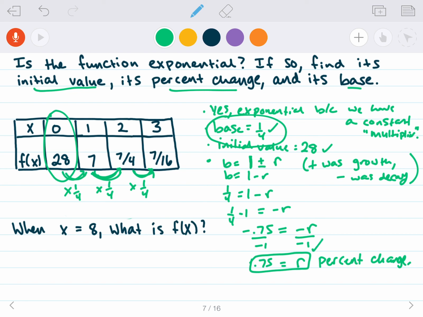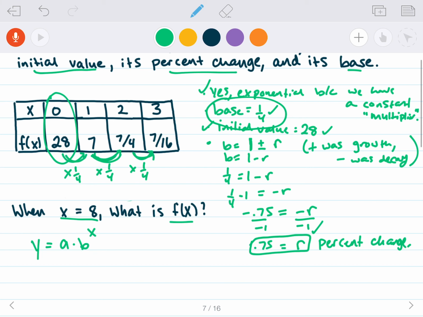Okay, so we covered that, exponential, initial value. Now the next question says, if x is 8, what is f of x? Well, let's write our formula first. So the formula is y equals a times b to the x, where a is our initial value and b is our base. Well, we found out what our base was. Our base was going to be 1/4. So we have y is equal to our initial value, which is 28, times 1 over 4 to the x.